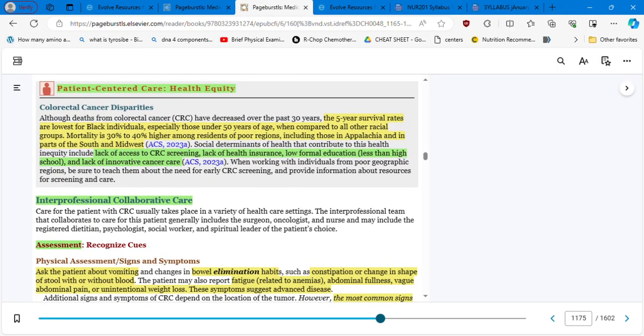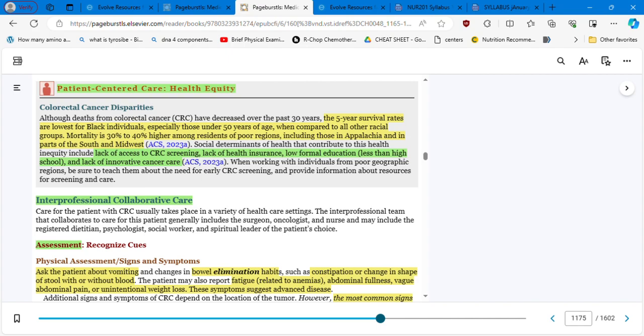Patient care, health equity. The 5-year survival rates are lowest for Black individuals. Please make sure you remember this. I've seen in the exam many of you thought that the population with the higher risk of CRC is Asian Americans, and it's not that. It's Black individuals, okay, especially those under 50 years of age.